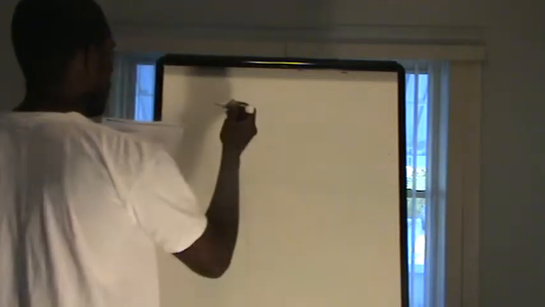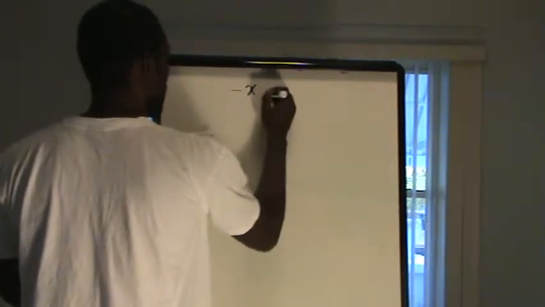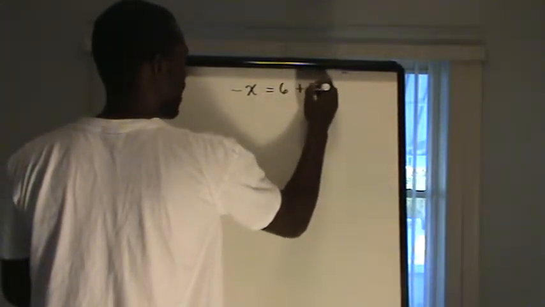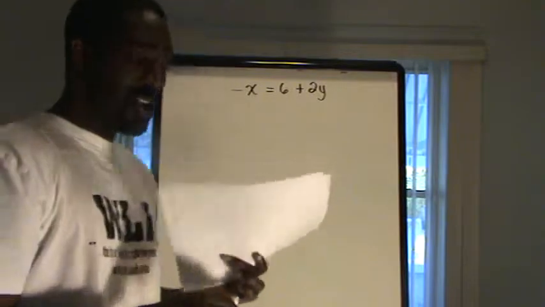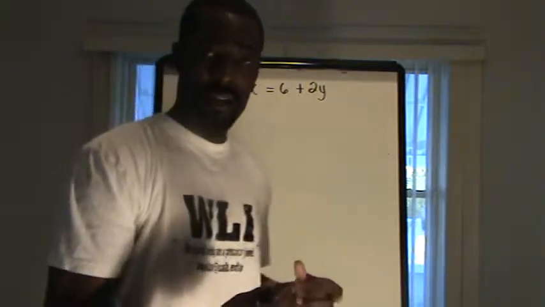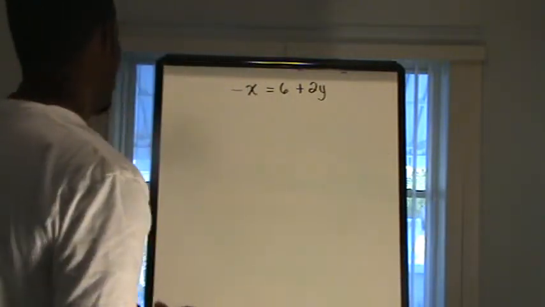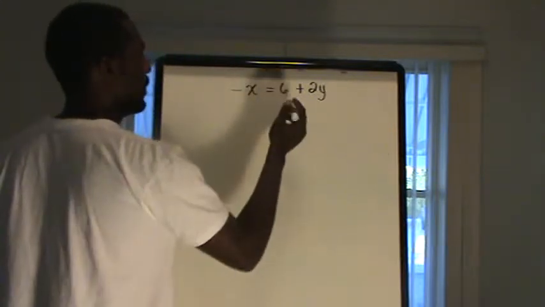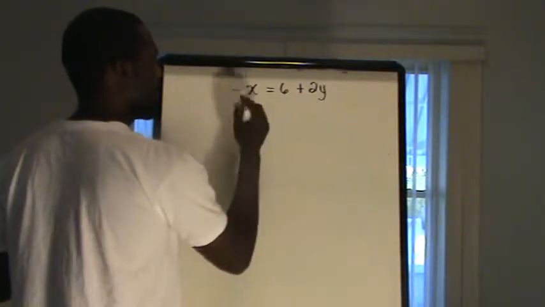Okay, our next example actually gives us an equation. The direction says graph the equation, and our equation is negative x equals 6 plus 2y. Now I'm actually going to talk about two ways to graph this line. We're going to put it in slope-intercept form and identify our slope and our y-intercept and graph like we did our last example. And then I actually want to solve for the x and y-intercepts and plot our graph that way.